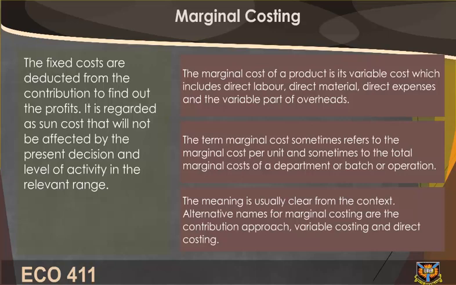The term marginal cost sometimes refers to the marginal cost per unit and sometimes to the total marginal cost of a department or batch or operation. The meaning is usually clear from the content. Alternative names for marginal costing are contribution approach, variable costing, and direct costing.